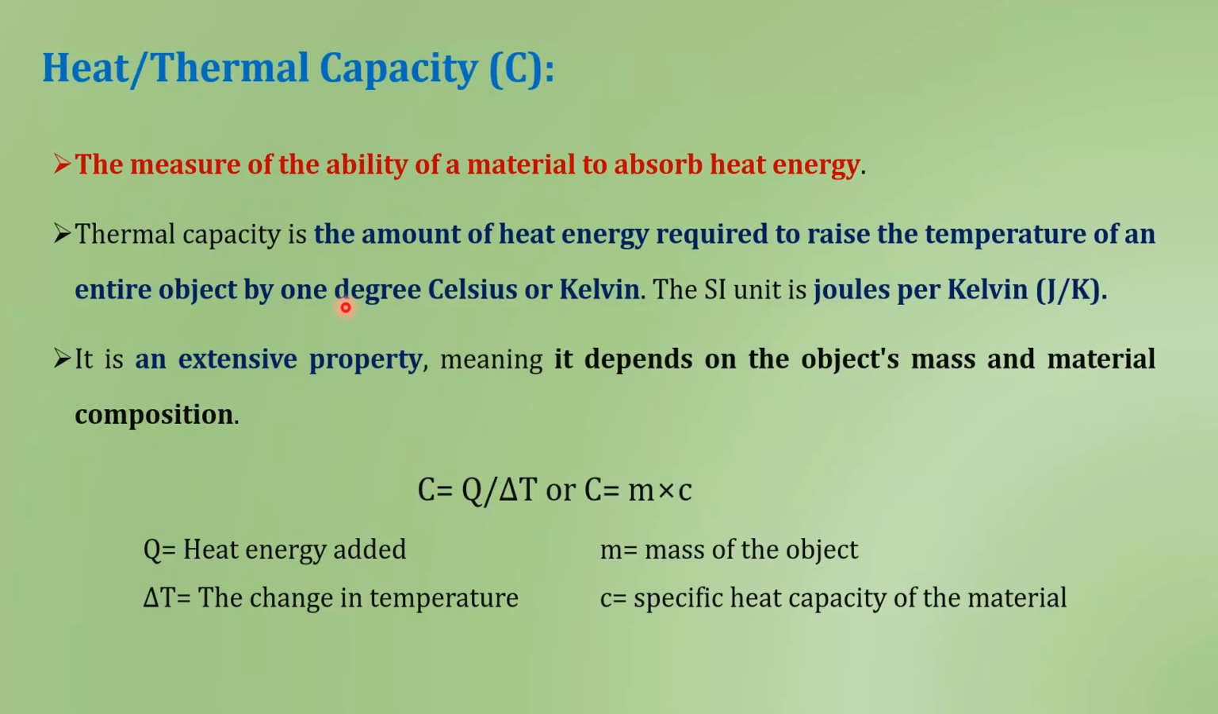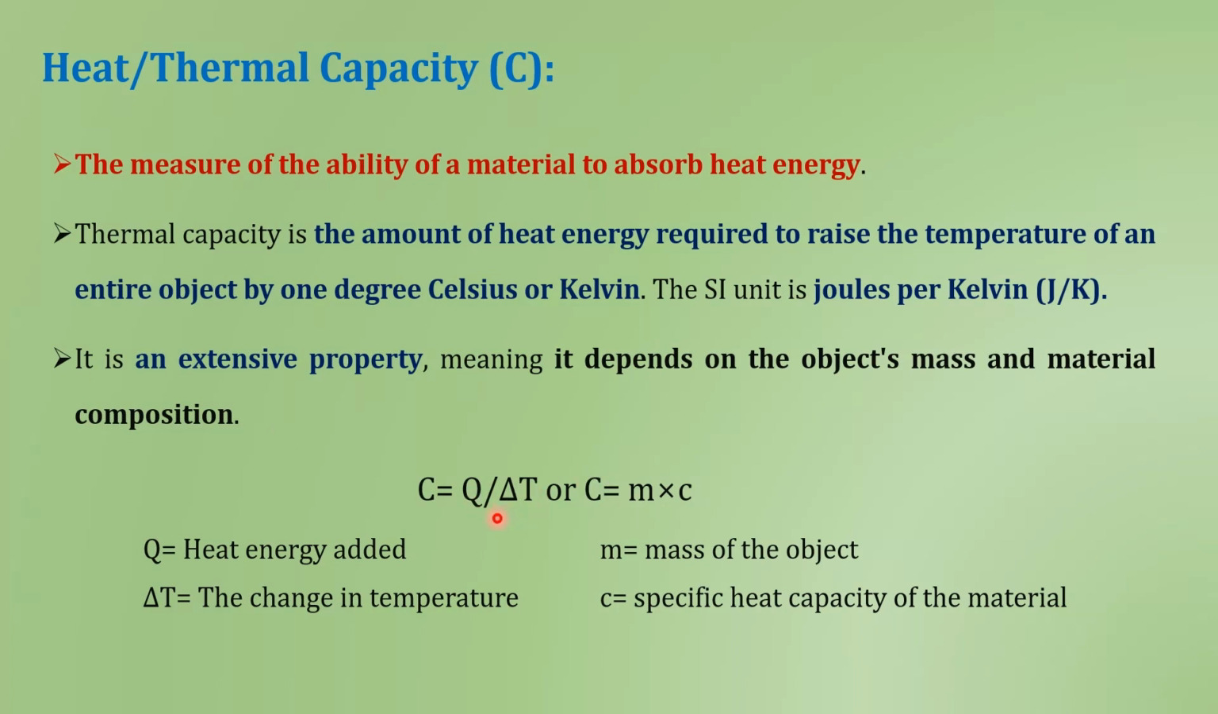So first is the heat or thermal capacity. This is the measure of the ability of a material to absorb heat energy, and this thermal capacity is defined as the amount of heat energy required to raise the temperature of an entire object by 1 degree Celsius or Kelvin. The SI unit for thermal capacity is joules per Kelvin. This thermal capacity or heat capacity is an extensive property, meaning it depends on the object's mass and the material's composition. Thermal capacity can be calculated using these two formulas.